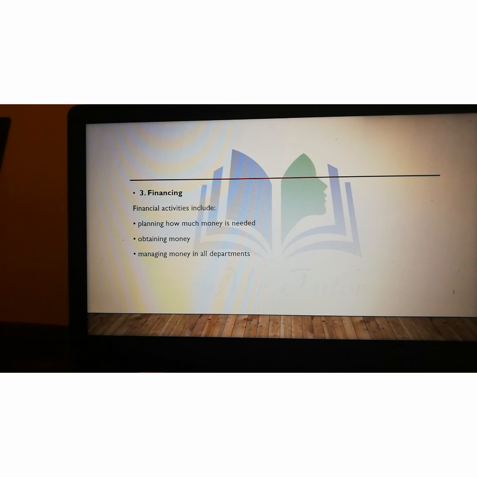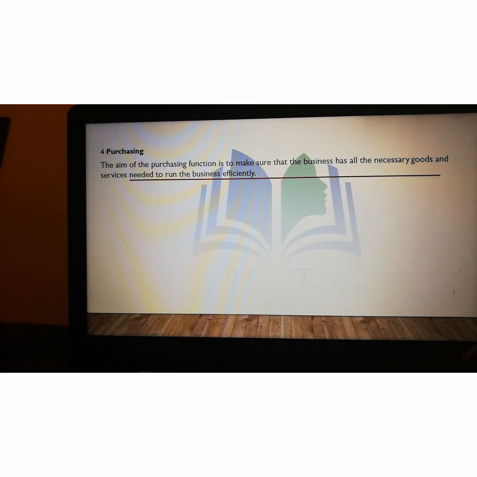So personally, the financing function of the business is for me the most important thing, because there's nothing the business can do without enough financial resources or enough financial strength. So the fourth business function is purchasing.